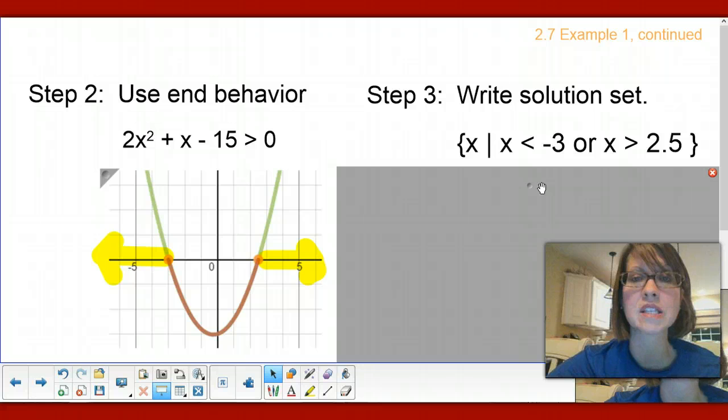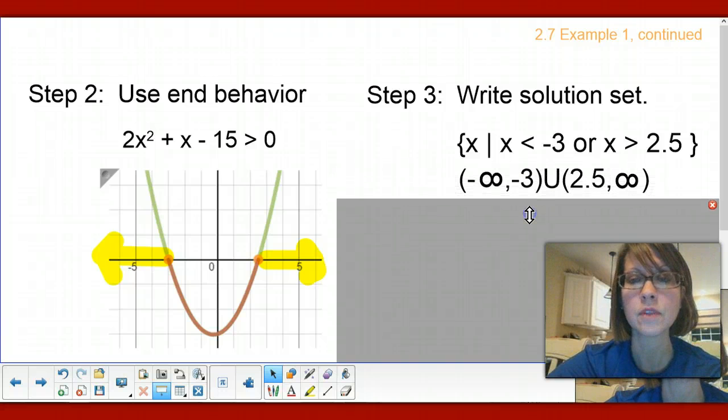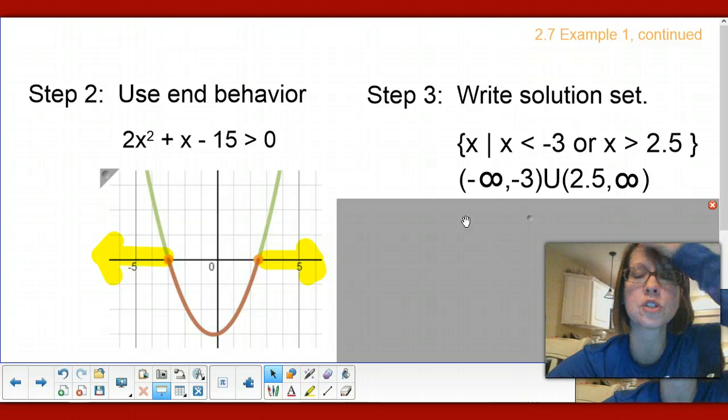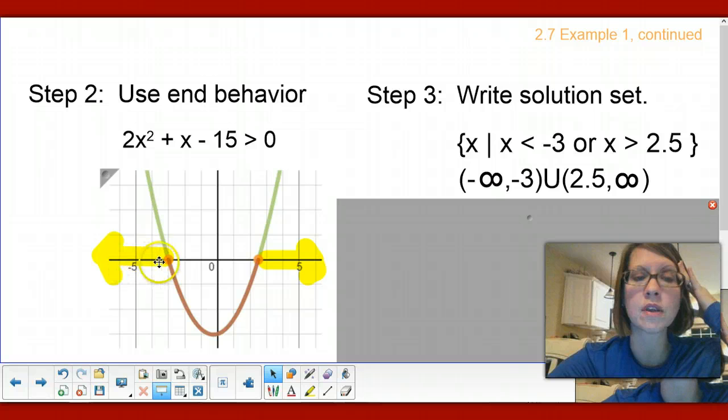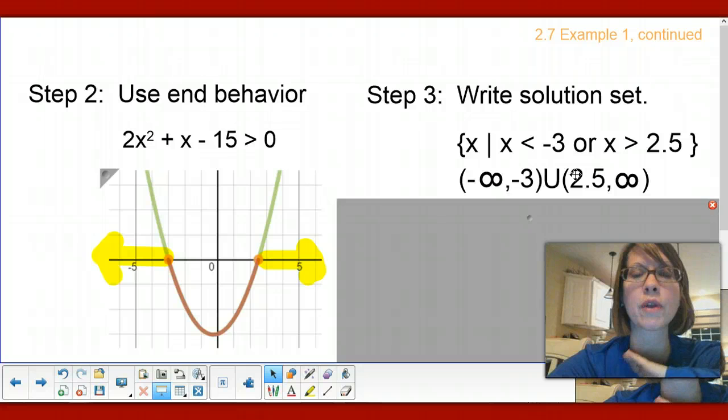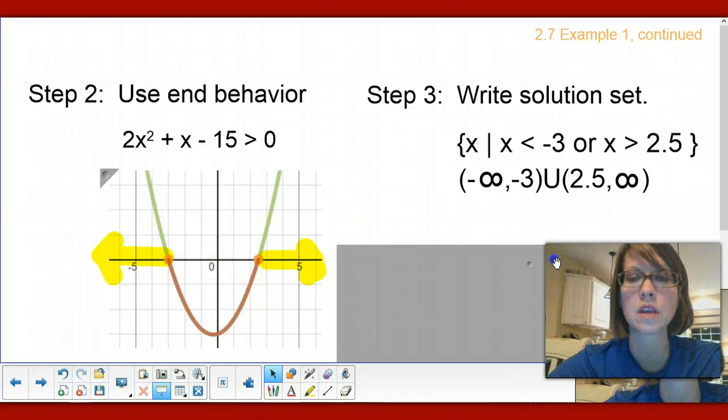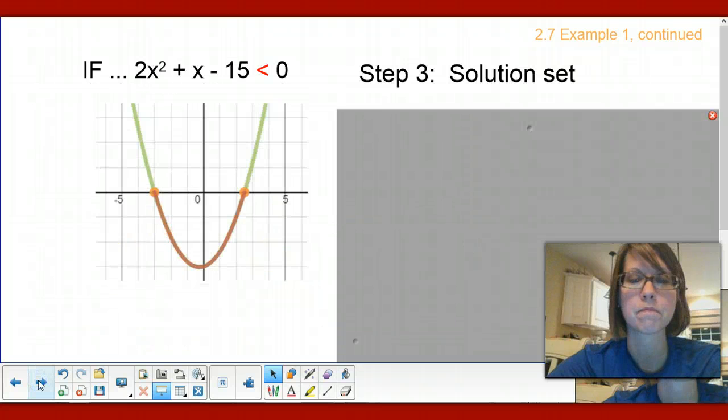Here's the solution set in set builder notation. The set of all x values such that the x's are less than -3 or the x's are greater than 2.5. In interval notation, we have two intervals to show the two separate arrows. -infinity up to -3, and then join that with the union symbol, 2.5 to +infinity. We do not have the square brackets on those because this was not a greater than or equal to problem. It was just a greater than problem.